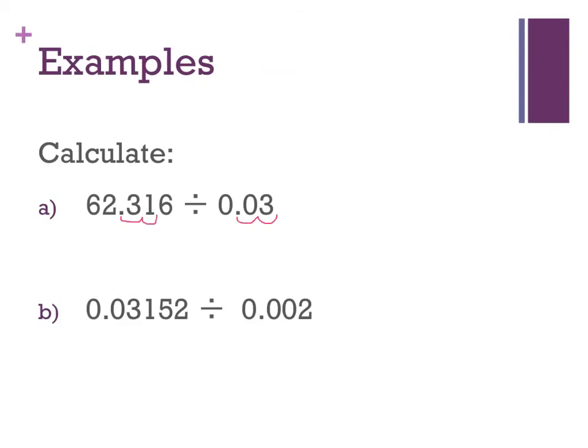Okay, so this time my divisor is now 3, and the number that I'm dividing is 6,231.6. See how our decimal point has changed in the number that we're trying to divide? If I change it in my divisor, I must change it in my number as well. So let's do it as we have before.